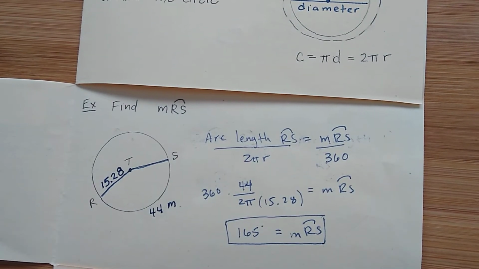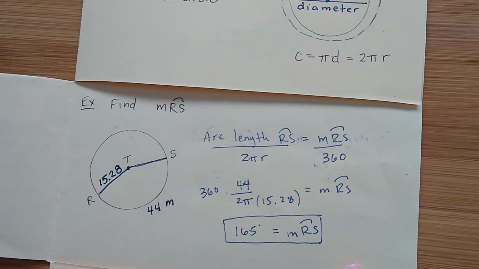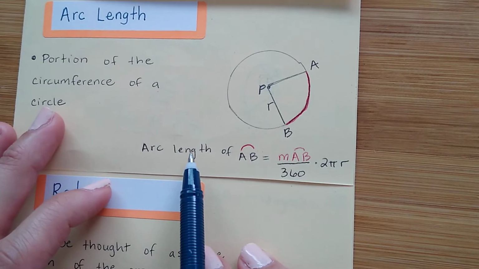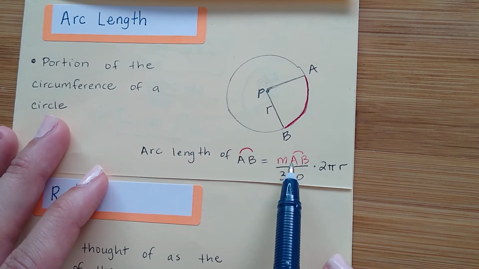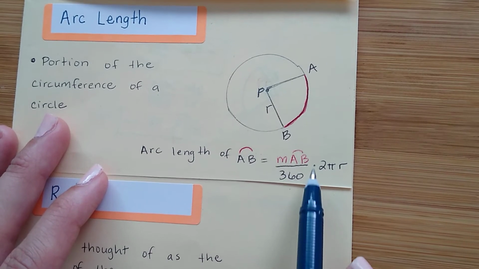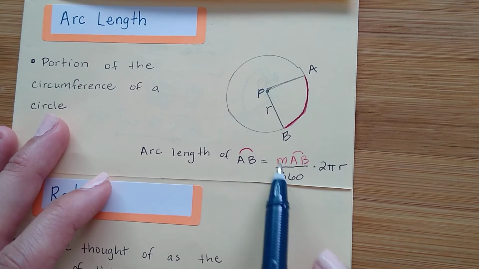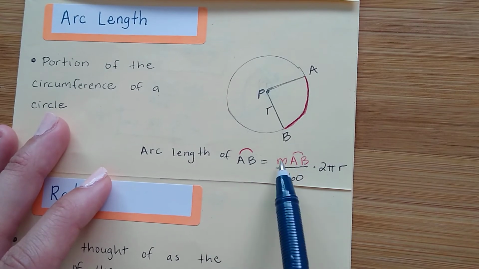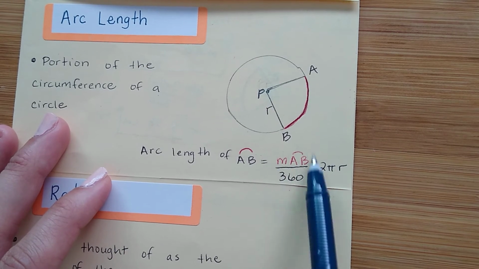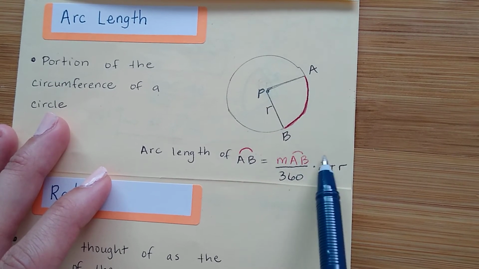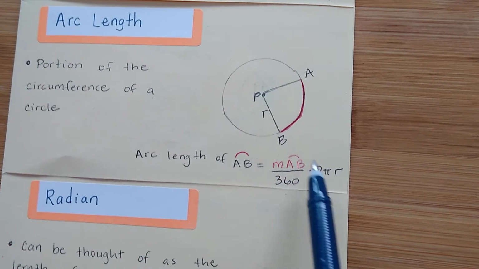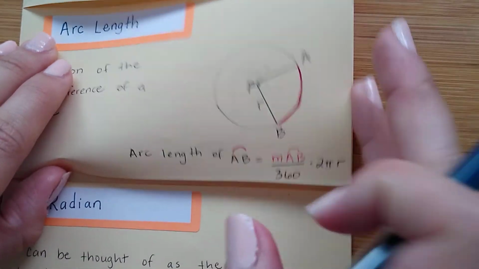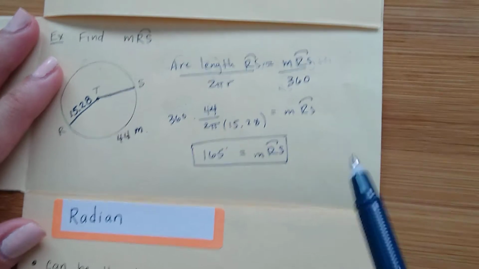Okay. So again, the main thing is being able to manipulate what we started off with. In this case, it was the arc length of AB equals the measurement of arc AB over 360 times 2 pi r. Well, in this case, we had it the other way around because we wanted to solve for this. So we would have just divided both sides by 2 pi r and then multiplied by 360, which is what we did.